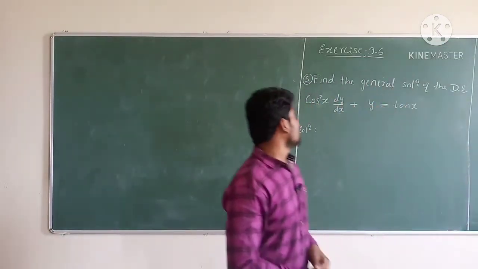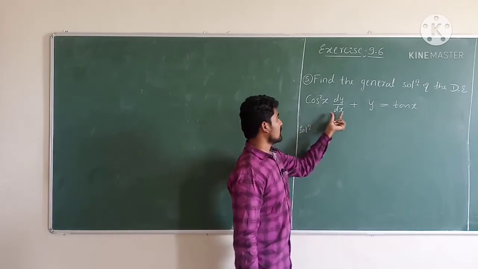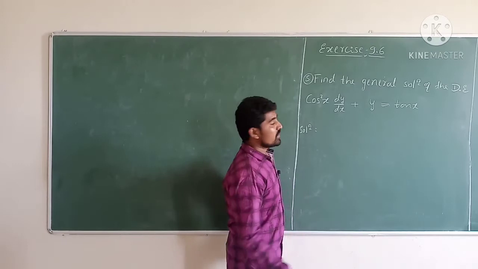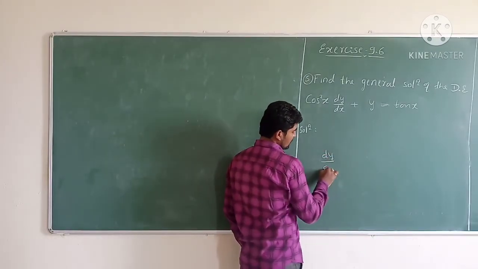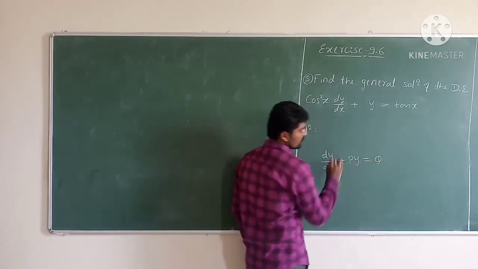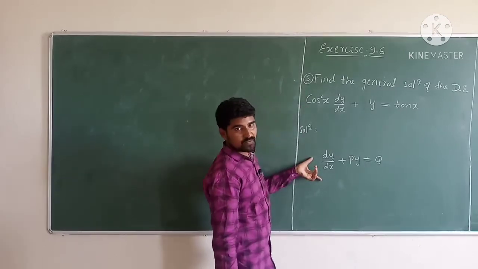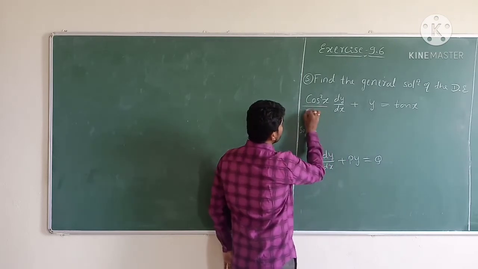Now the fifth question is: find the general solution of the differential equation cos square x into dy by dx plus y is equal to tan x. But we know the standard form of the differential equation is dy by dx plus py is equal to q. Therefore, first convert the given differential equation into standard form. For that, we need to divide throughout the equation by cos square x.